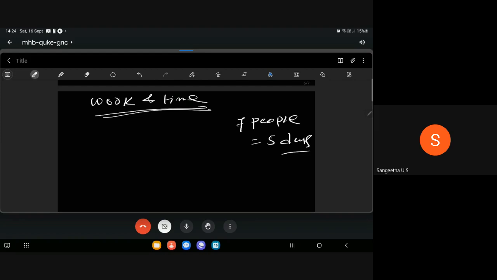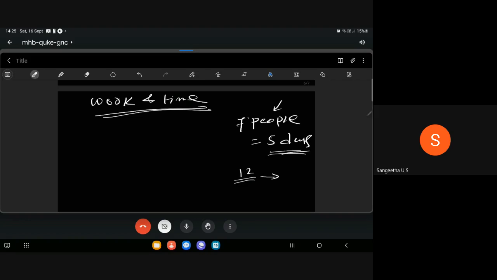Okay, if some more people join your group, will it be the same number of days? Suppose instead of 7 people, now you are accompanied by 5 more people. Now 12 people are there. Then automatically the days will be reduced. Okay, so this is the basic concept of work and time.